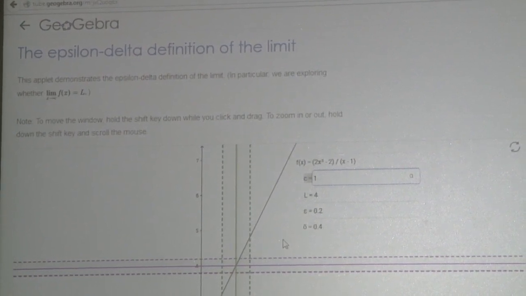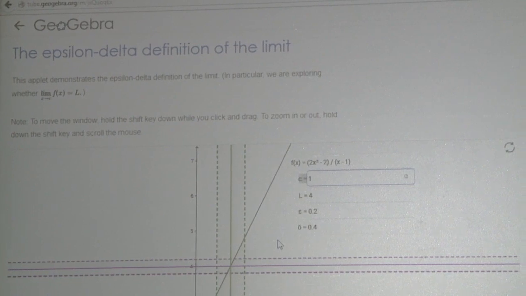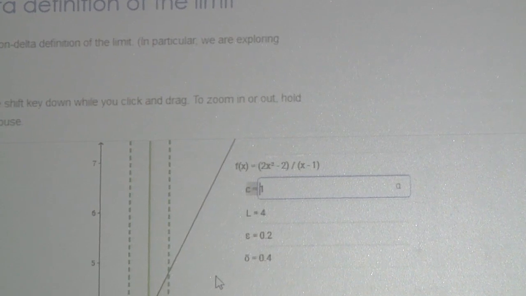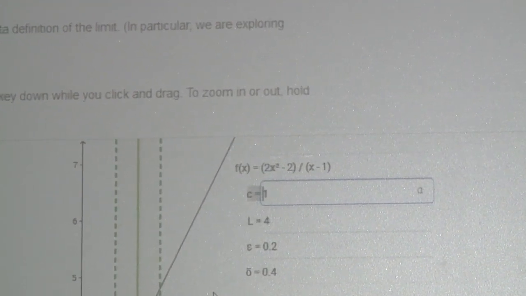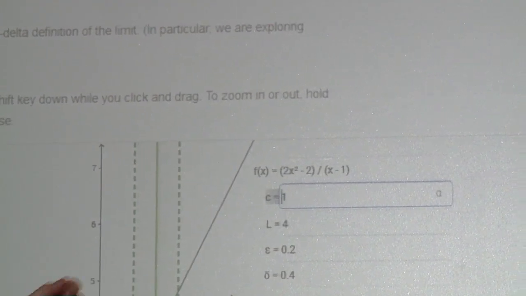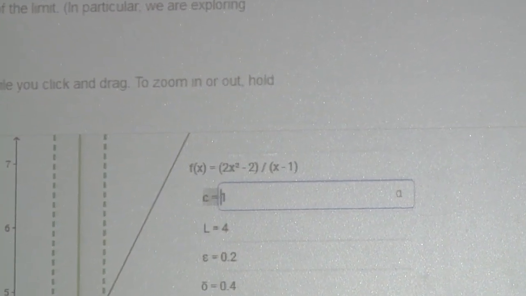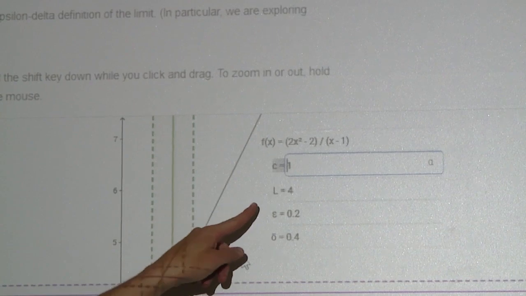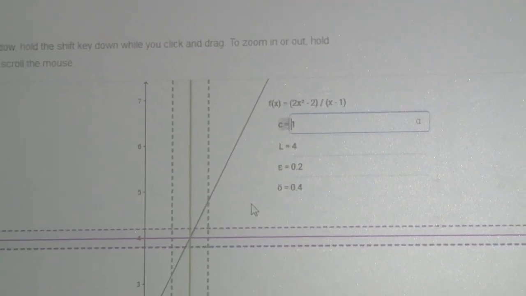So let's try to see how this epsilon delta definition works with this function. So I can put in the formula for the function. I put in the c, where I'm interested in evaluating the limit. C equals 1. I put in the L that I think it is, 4. So you can see it's drawn a horizontal line at 4. And then you put in an epsilon and a delta.